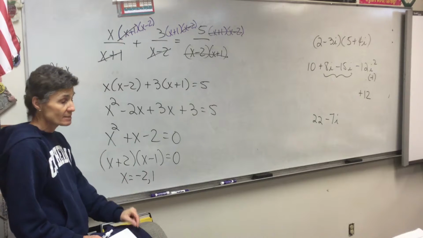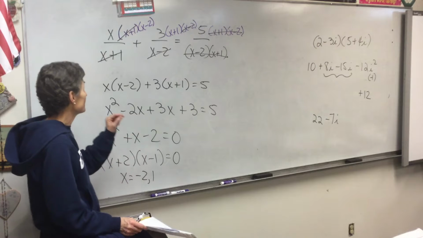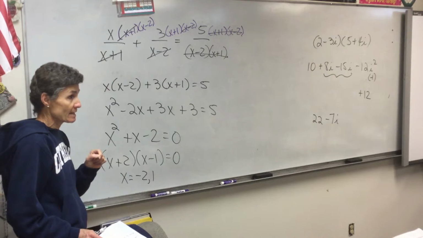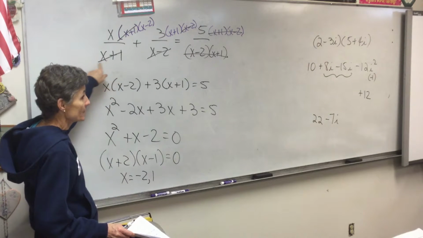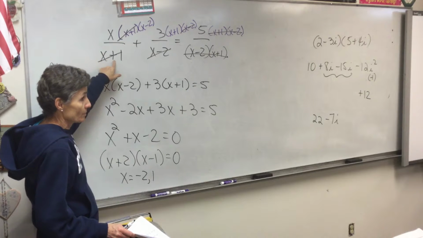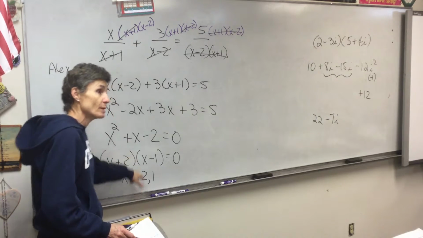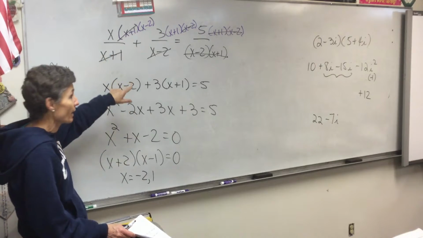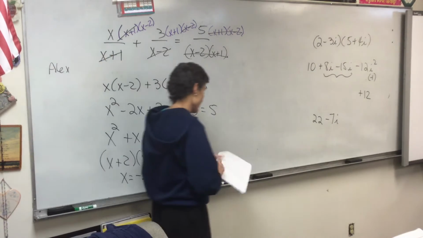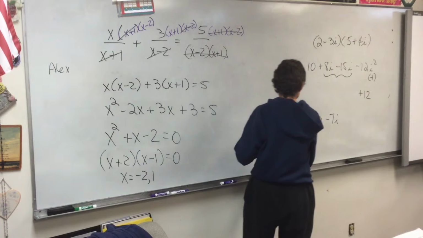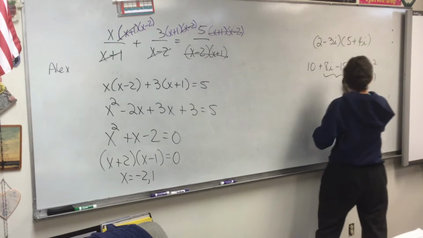Remember how that happens? If we had gotten -1 as an answer, what happens if we put -1 in here? We get a 0 on the bottom, and that's not allowed. So whatever answers you get, you might want to go back up and check to make sure that nothing ends up giving you a 0 in the denominator.